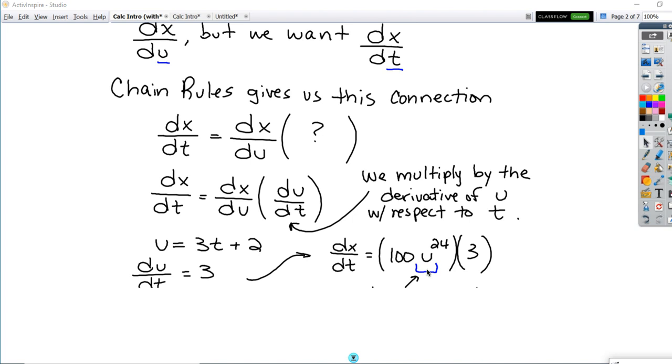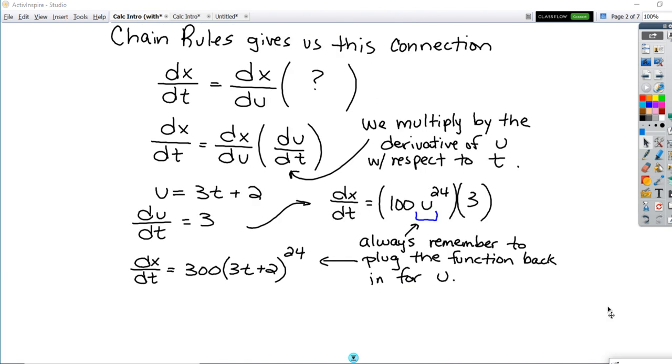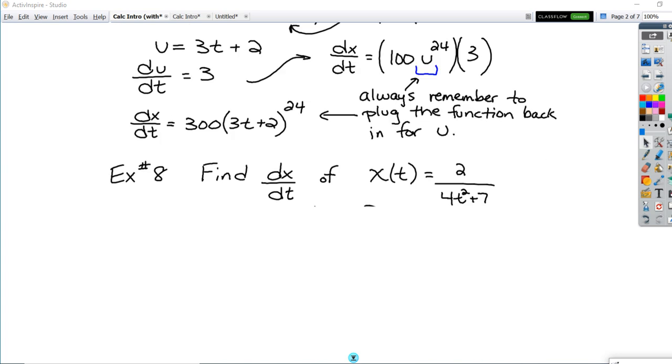But the only thing we'd have left to do is to remove the u from this formula, because the original function x has t in it. And so we want to see the t back in our equation again. So all you have to do is substitute in 3t plus 2 back into u. And so the final derivative is 300 times the quantity 3t plus 2 to the power 24. And that is the application of the chain rule.